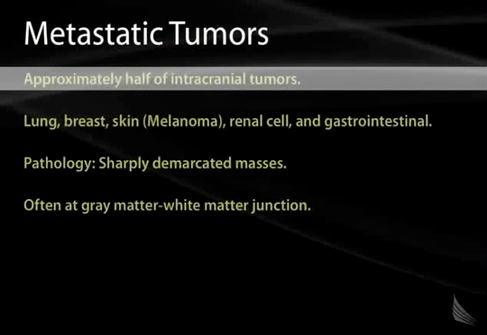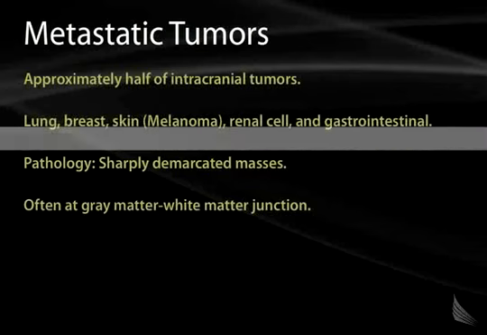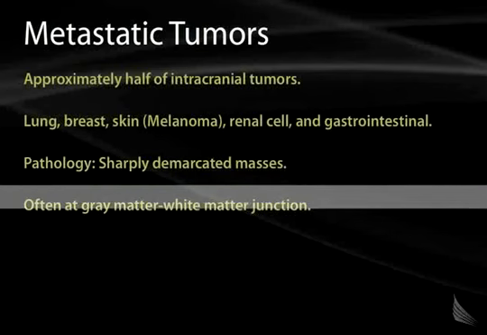Metastatic tumors. These make up the majority of intracranial tumors in adults. Lung, breast, skin, renal cell, and GI tumors, specifically from the colon, are the most common metastases to the brain. They usually are sharply demarcated masses, and they are often at the gray-white matter junction.